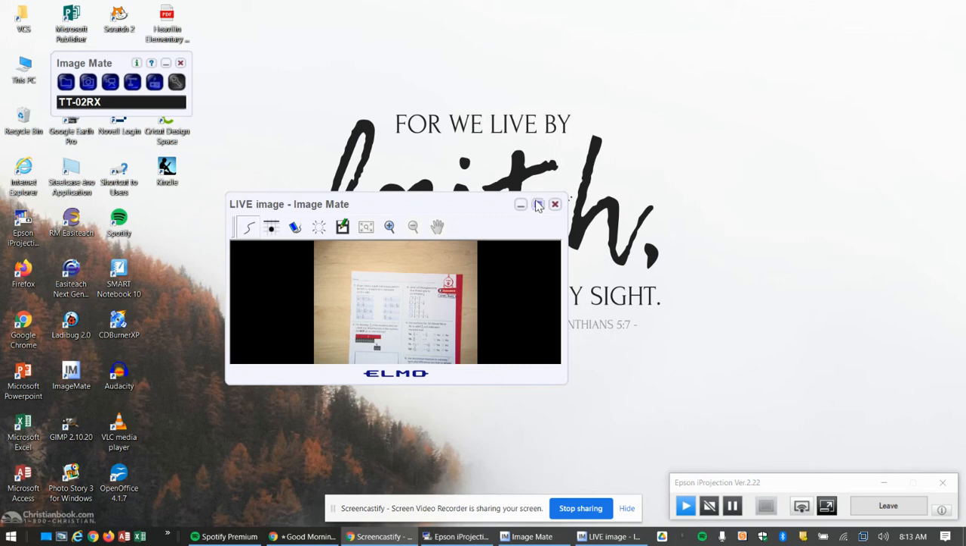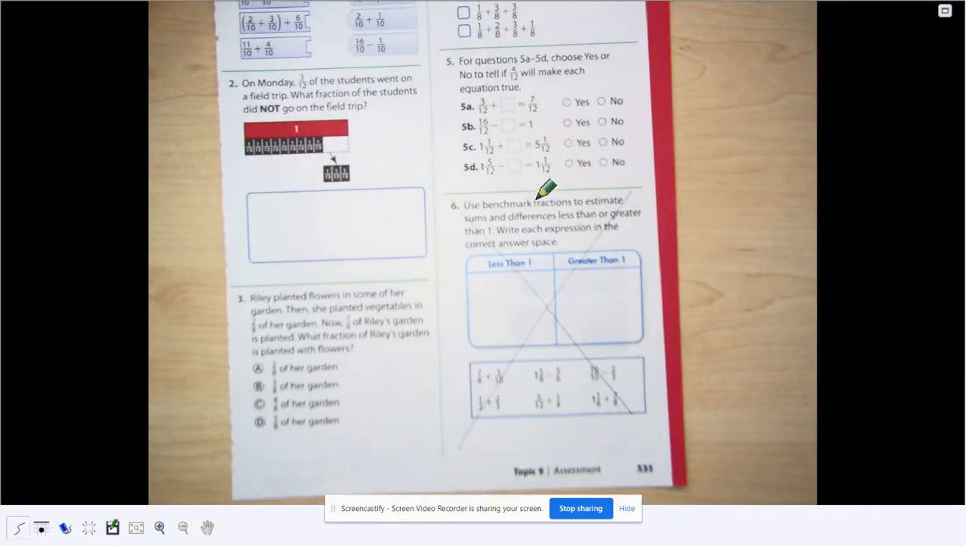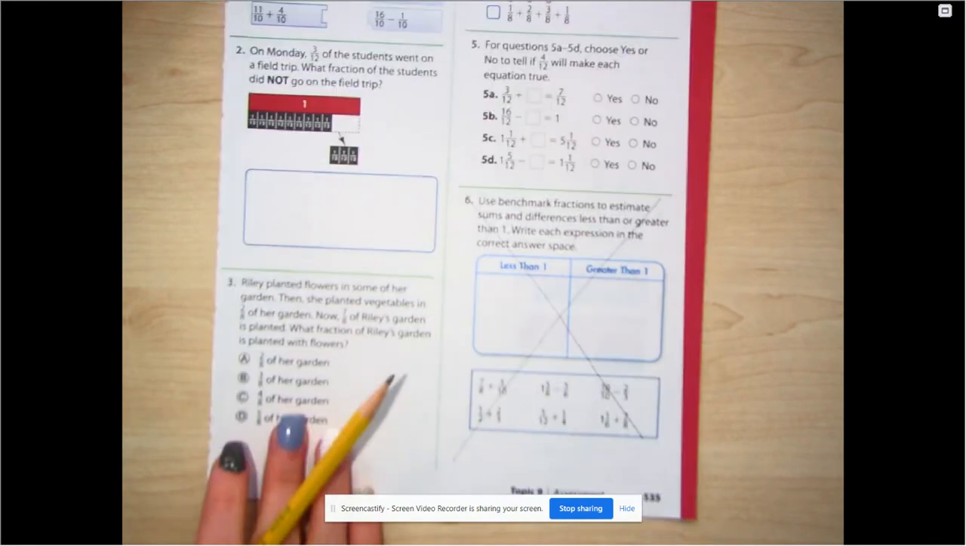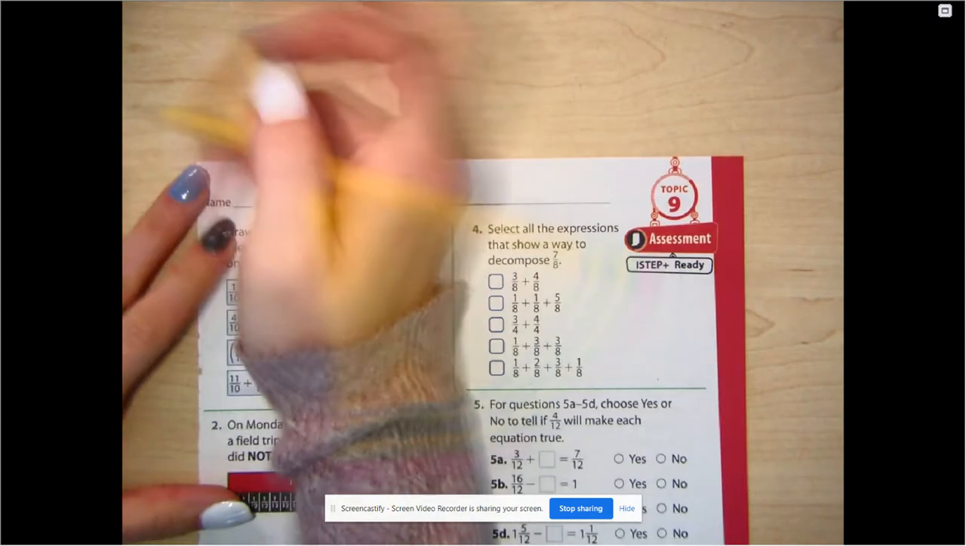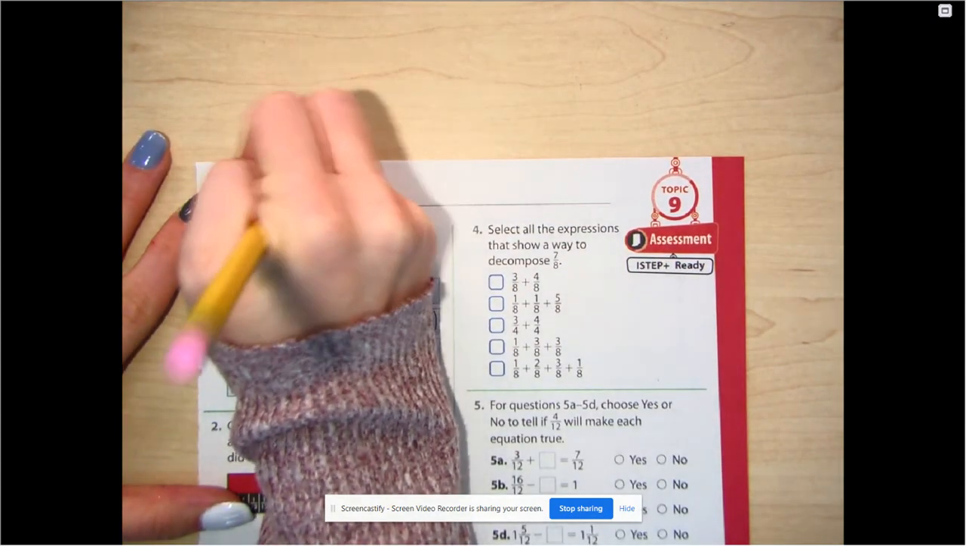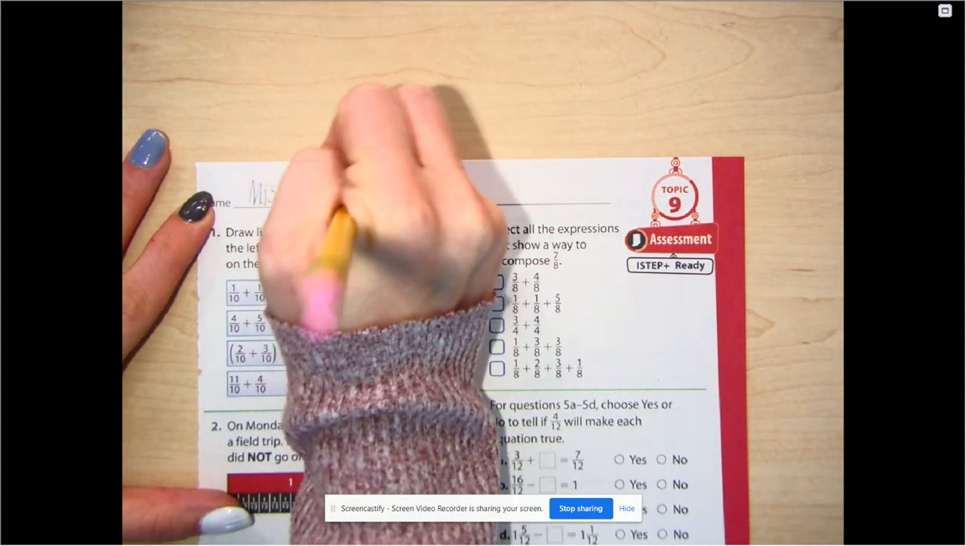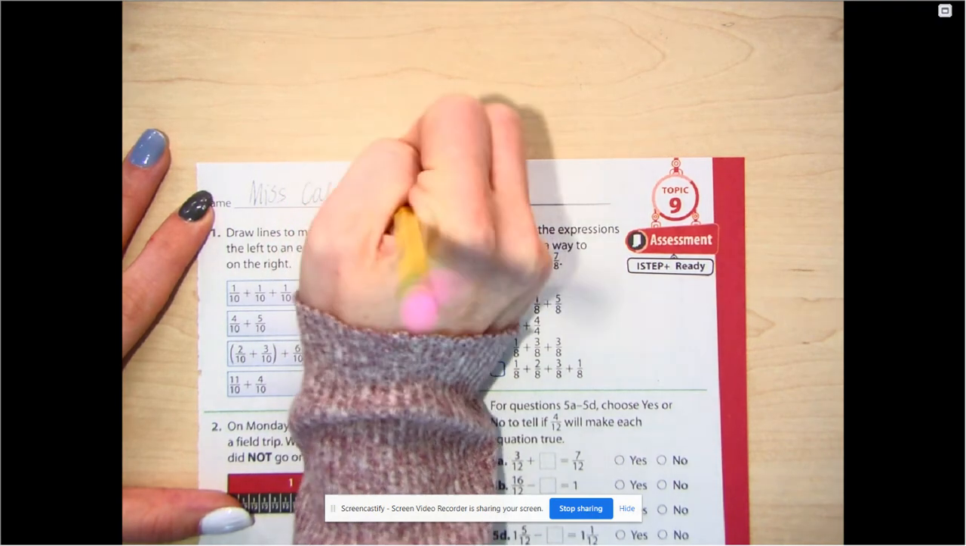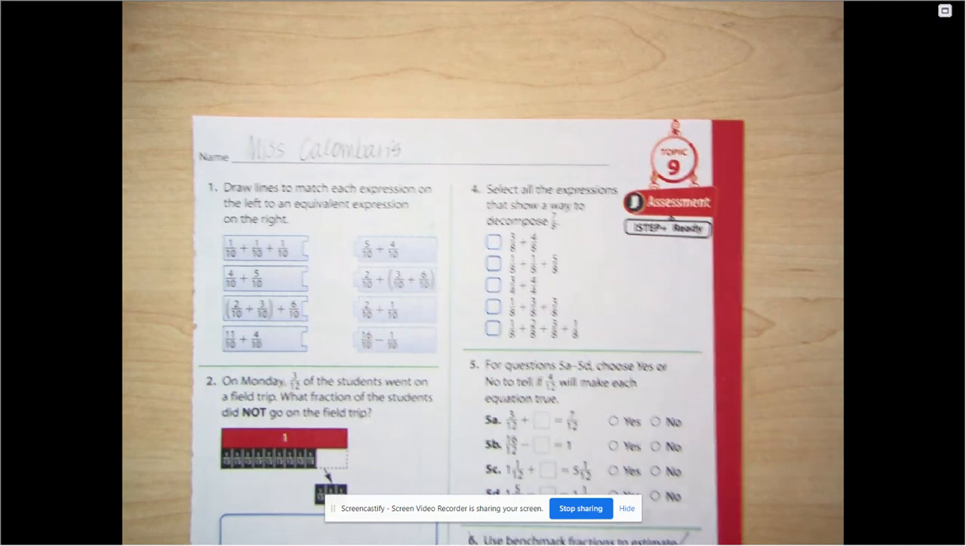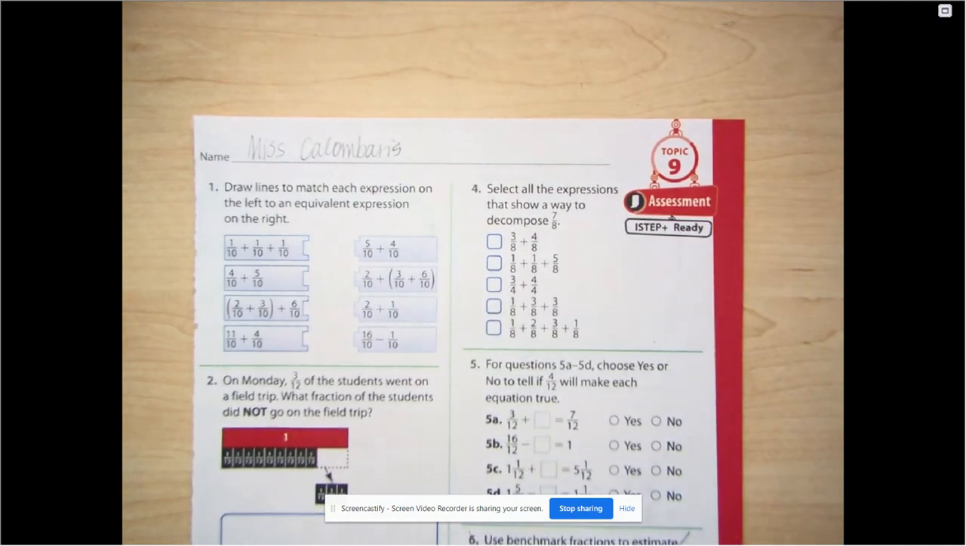All right, guys, let's get rocking and rolling. I need you to grab page 535 from your workbook. And when you got it, go ahead and put your name up at the top. Once your name is up at the top, we are going to work through the front side of this paper. Here we go.